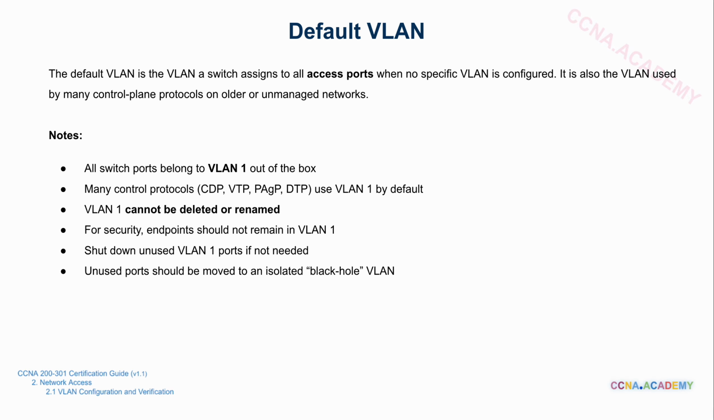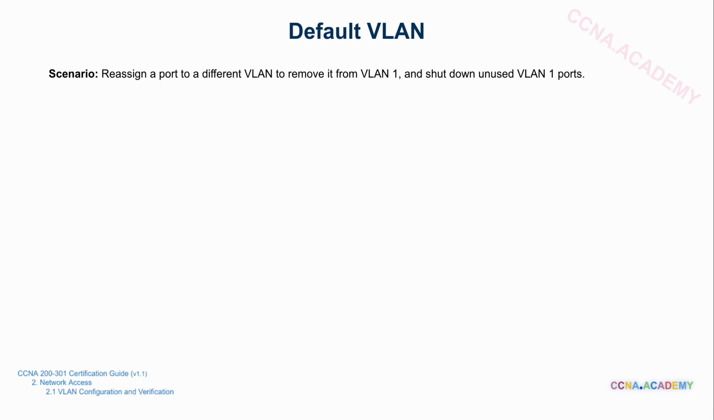VLAN 1 is the default VLAN on Cisco switches and is used by several control protocols. For security reasons, user devices should not remain in VLAN 1. Best practice is to move active ports to another VLAN and shut down unused ports. In this example, we want to remove an active port from VLAN 1 and make sure any unused VLAN 1 ports are shut down to improve security.